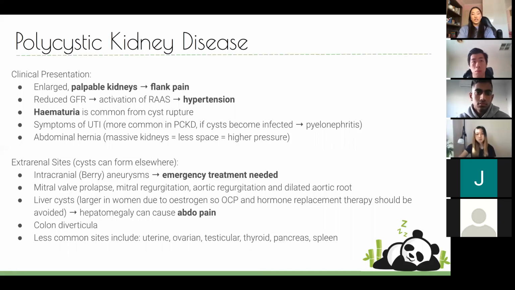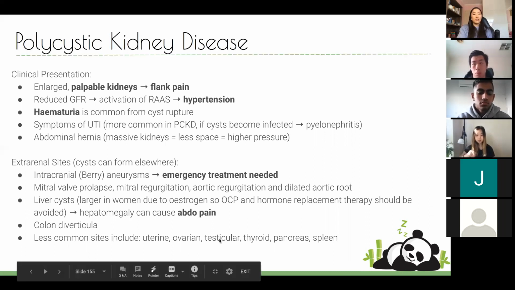And with polycystic kidney disease, even though we talk about the kidneys most, you can get cysts really anywhere in the body. So the important ones to know are intracranial aneurysms, so berry aneurysms, which is an emergency because they can get intracranial bleeding. They can get heart problems, mitral valve prolapse, regurg, and aortic issues as well. You can get cysts in the liver, which would cause abdo pain, diverticuli, which are little outpouchings of colon, and then all sorts of other less common sites.